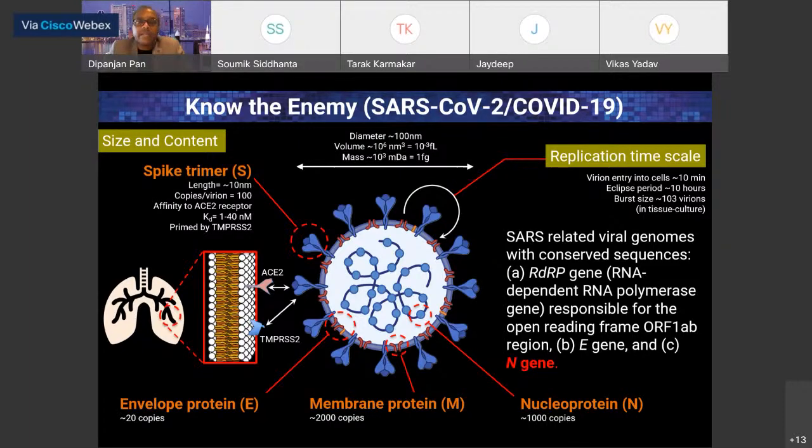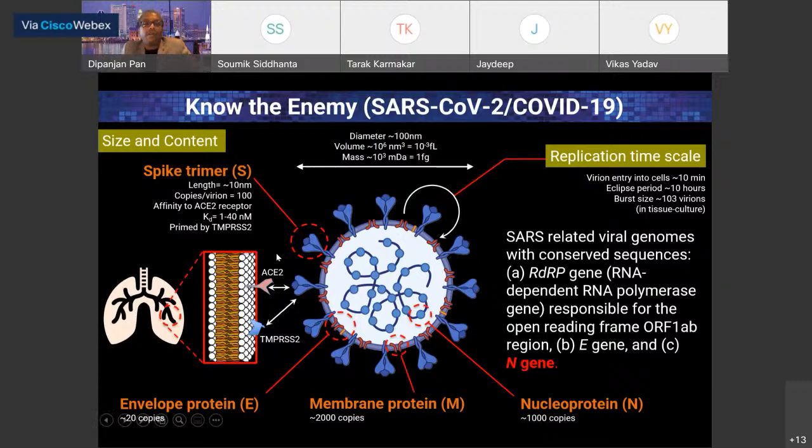So before we do that, let's understand our enemy. The enemy is really the SARS-CoV-2, which is the virus that is causative of COVID-19 disease. So this is a cross-section of the virus. It shows that there are four proteins that we're interested in. The most important is the spike trimer on the surface, which has a strong affinity to the ACE2 receptor on the host cell, and that is primed by another protein, which is TMPRSS2.